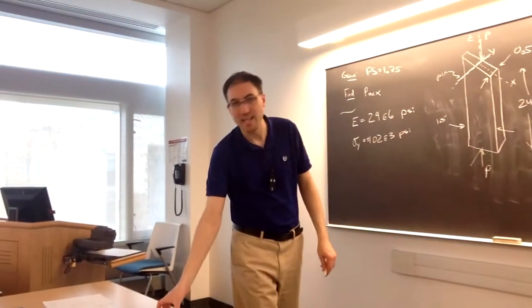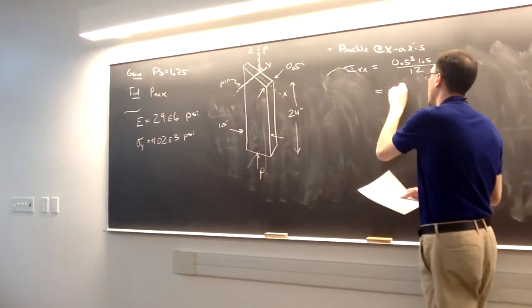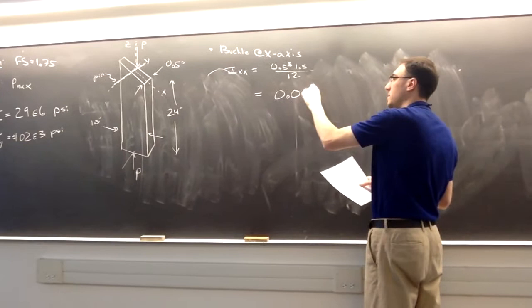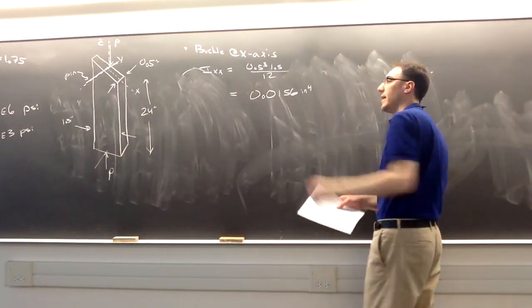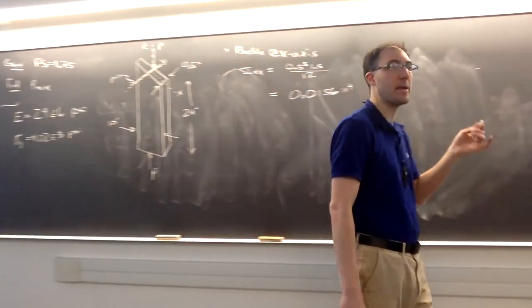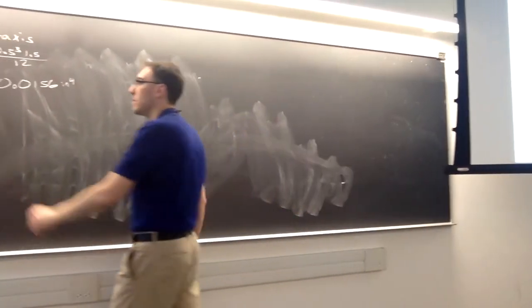So around the x-axis, it has an area moment of inertia of 0.0156 inches to the fourth. And that will be different because it's not symmetric. It will be different than what it takes to bend it around the y-axis.